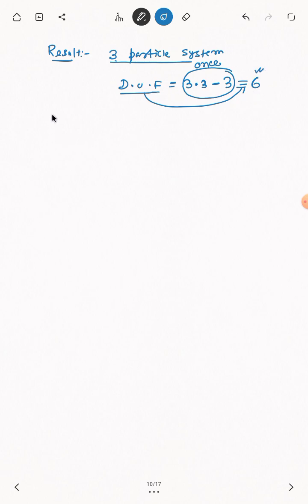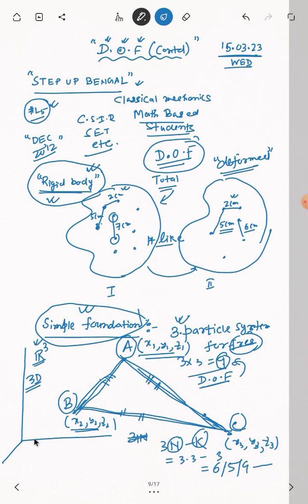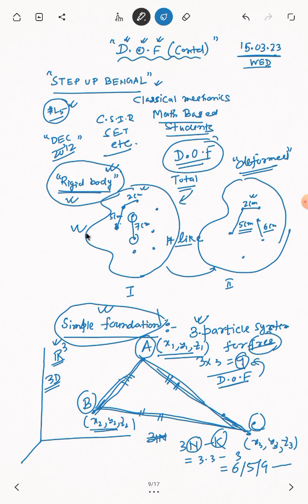So finally, a three particle system always enjoys in fact degree of freedom 6. Now comes the rigid body, as we are discussing rigid body. A rigid body is hypothetically very similar to a three particle system. So the degree of freedom of a rigid body in physics is conventionally taken as that of a three particle system. Clearly its degree of freedom will be 6.